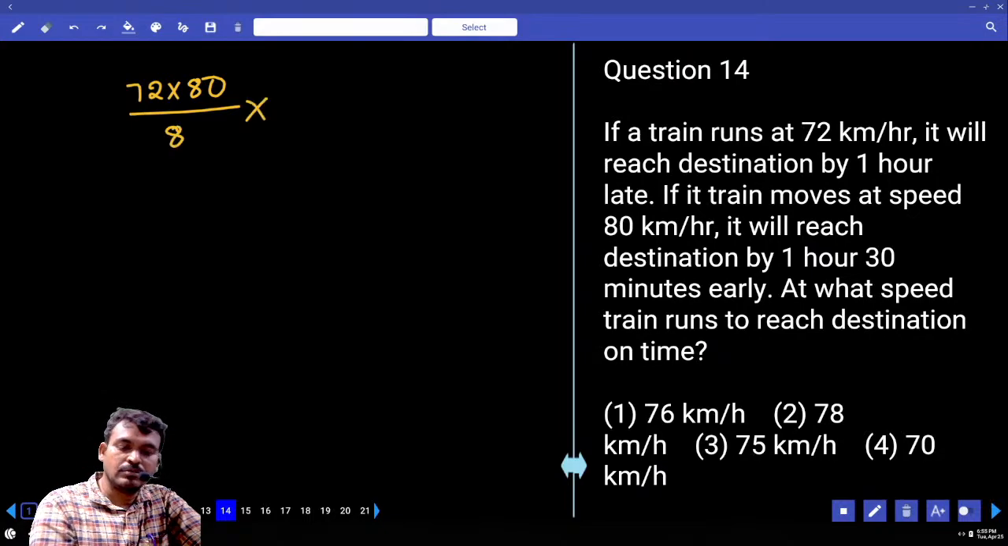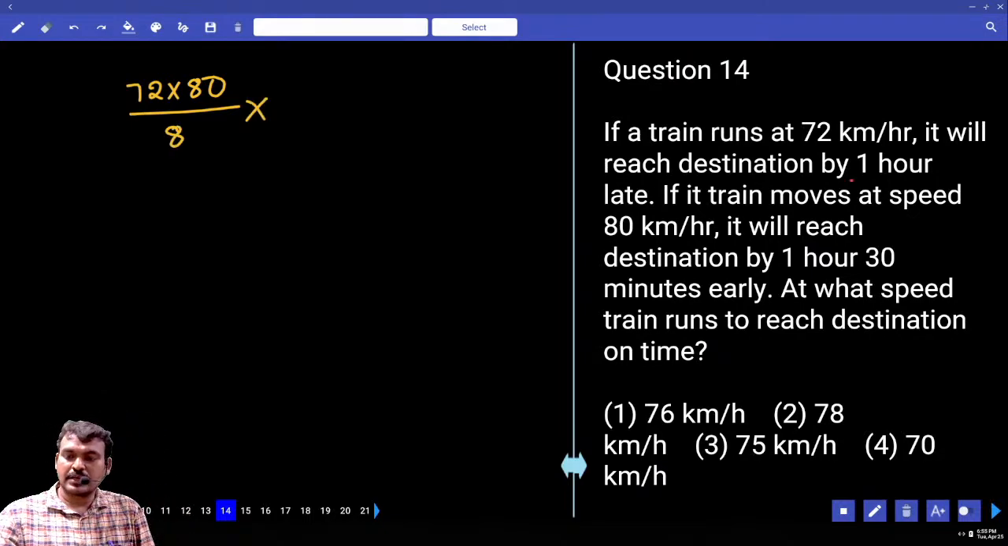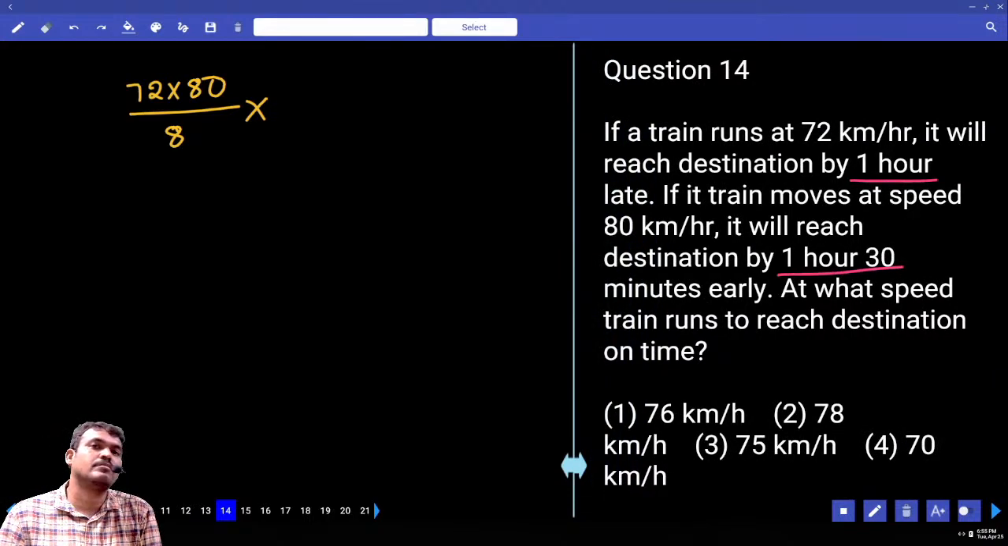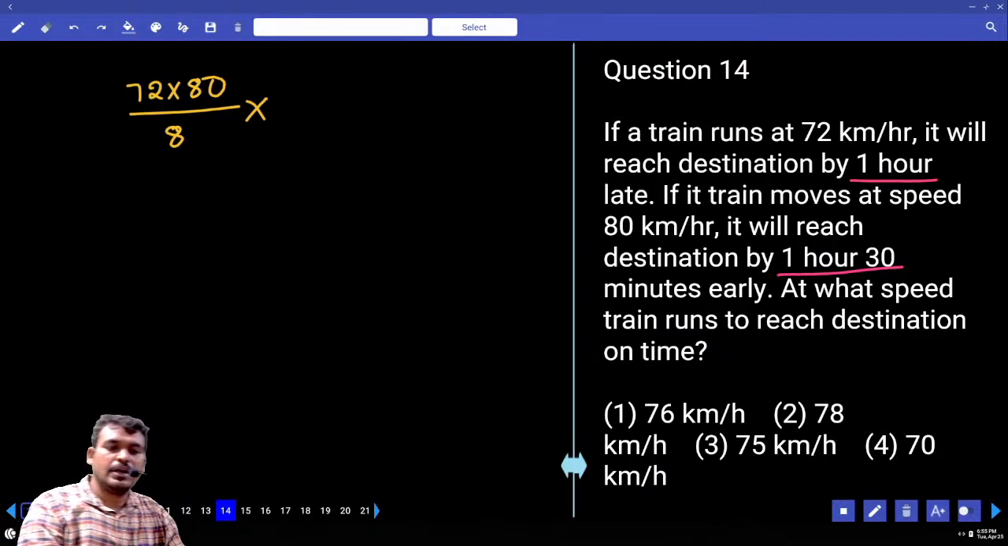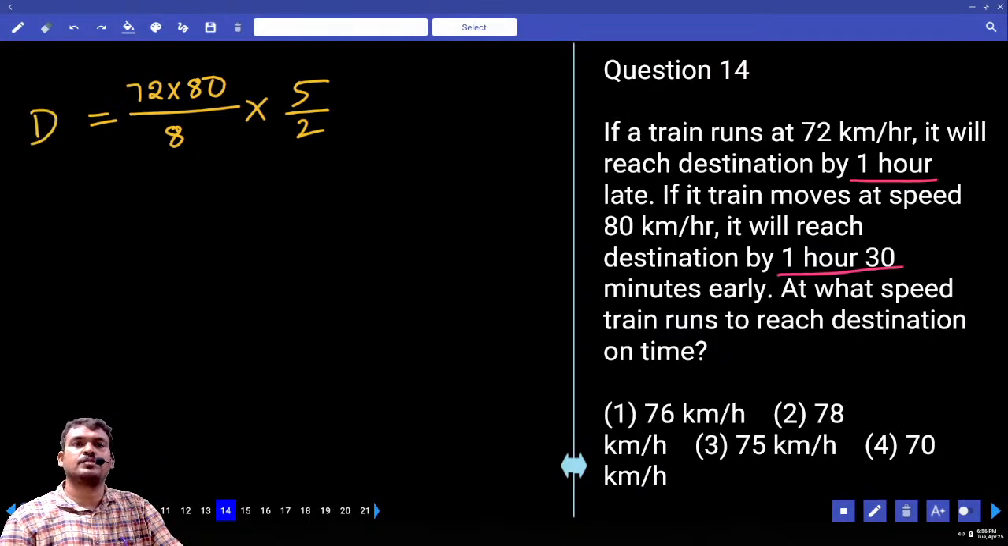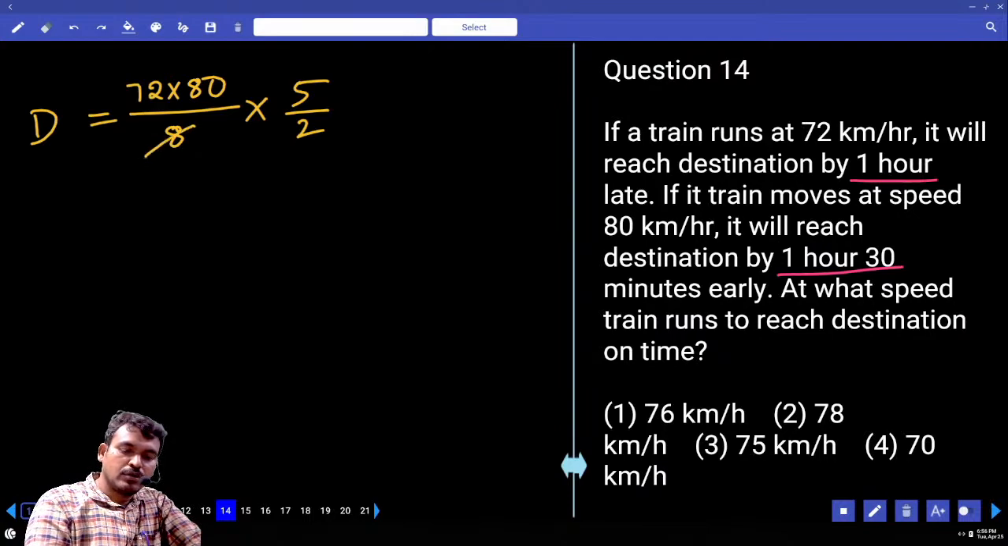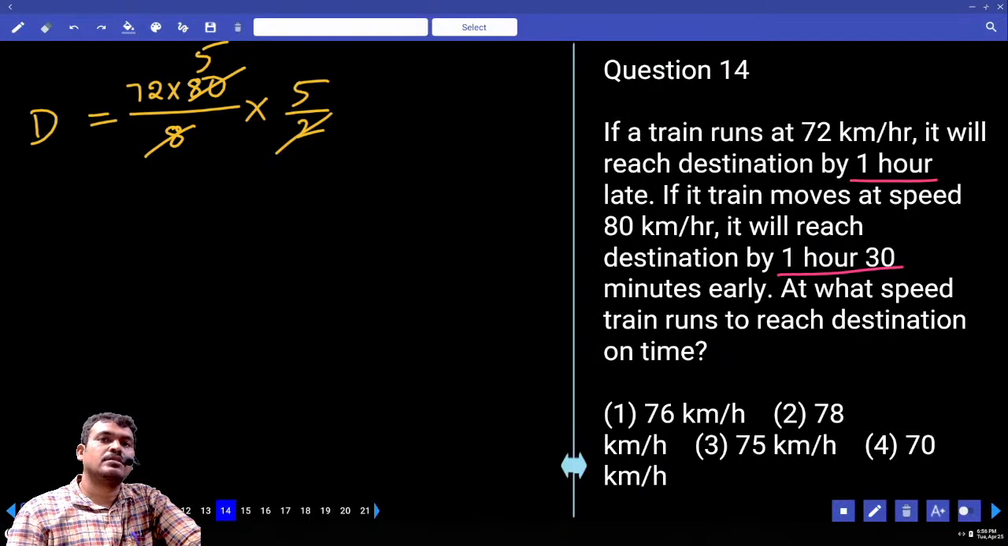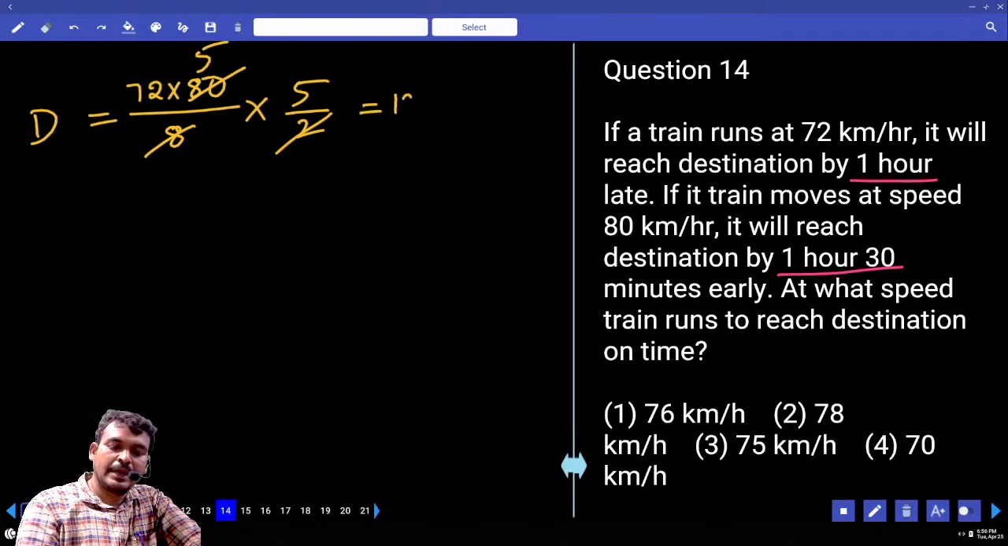8 into. What is the first case time? 1 hour late. Second case time 1.5 hour early. What is the difference in time? Compared to actual time 1 hour late, compared to actual time 1.5 hour early, the difference in time is 2.5 hours. 2.5 hours means we write 5 by 2 hours. Simplify this one, we get the distance value. Product of the speeds by difference of the speeds into time difference. 8 to the how much? 16. How many times? 5 times. 72 5s are 360 into 5, 1800.